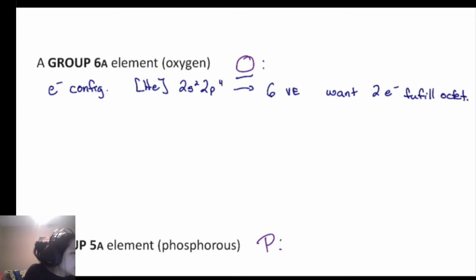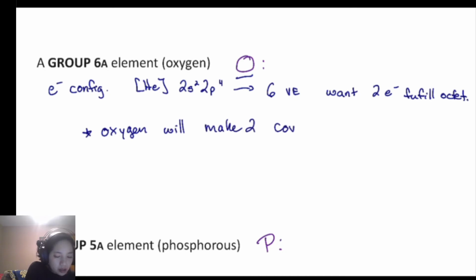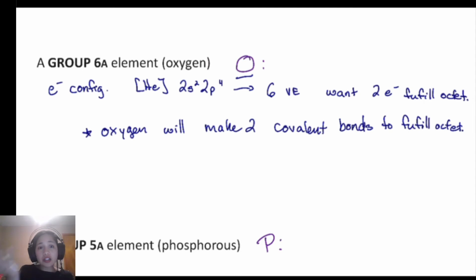All right, so what did I want to say there? So that means that oxygen wants 2 electrons to fill its octet. Essentially, this means that oxygen will make 2 covalent bonds to fulfill its octet. So whatever valence electron deficiency you have will be made up by the number of covalent bonds that you'll make. So oxygen wants 2 covalent bonds because it needs 2 electrons to fill its octet.